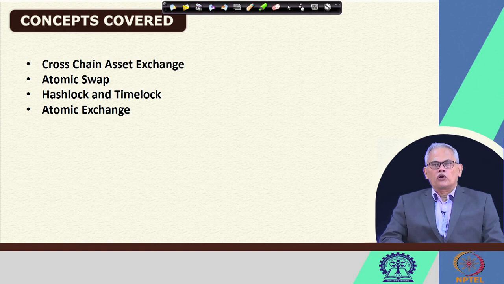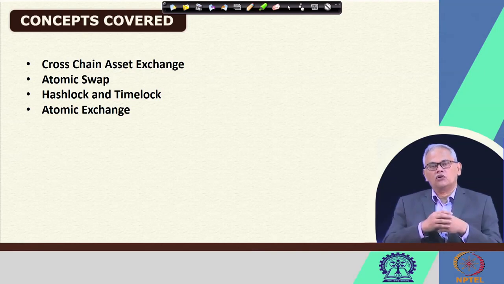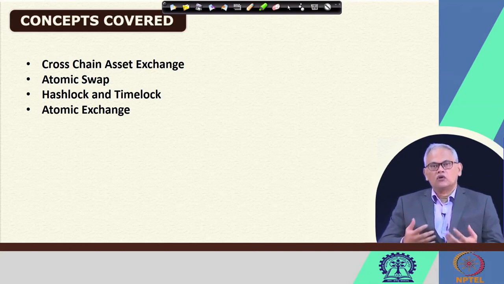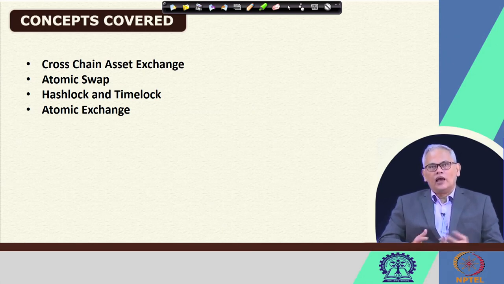First of all, we will talk about cross-chain asset exchange, what it means, how we can do it, and in that context, we will talk about what is meant by atomic swap. If you remember, we initiated our discussion on atomicity of these operations, and as I said, it is similar in concept to the property of atomicity of transactions in the context of databases. We will see how we can use these concepts like hash lock and time lock and also hashed time lock for ensuring such atomic swap, and in the process we will have detailed protocol description of atomic exchange.